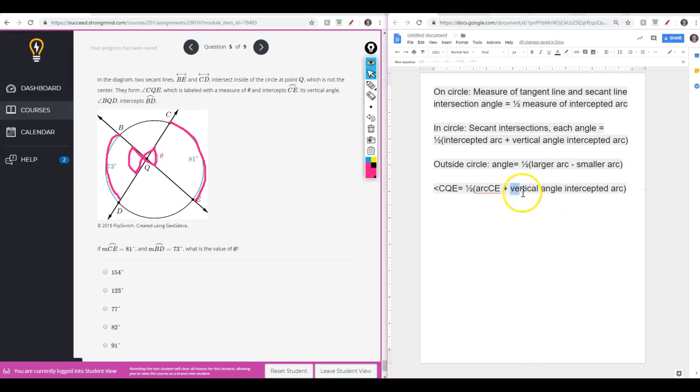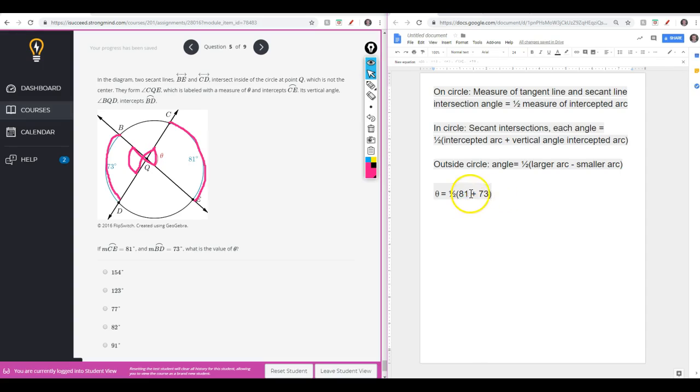So they did give us all of the information. So this is arc BD. Now by substitution, we know that we're solving for what angle theta is. I'm just going to substitute that because they give it as angle theta. We know that arc CE is given to be 81 degrees, so we're going to substitute that in, and we know that arc BD is given to be 73 degrees. So we could type this out, 81 plus 73.